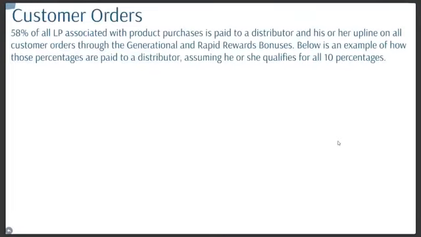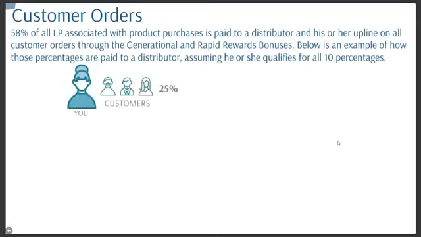So 4Life actually dedicates 64% of all LP purchase towards distributor commissions, but 58% of it is what we're going to use towards the generational bonus payouts. So 58% of all LP associated with product purchases is paid to you as a distributor and your upline on all your customer orders through the generational and rapid rewards bonuses. So below, I'm going to show an example of how those percentages are paid to you as a distributor, assuming that you will qualify for all 10 percentages.